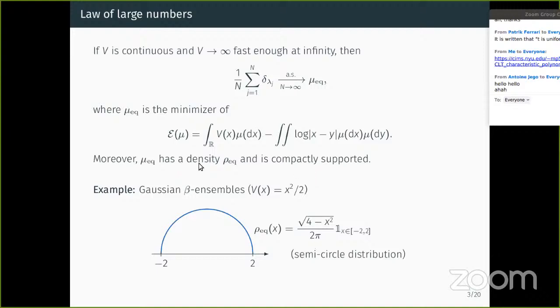Okay, maybe one thing which is worth noticing is that this equilibrium measure does not depend on beta. Actually, the Hamiltonian does not depend on beta. And so this energy does not depend on beta, the equilibrium measure does not depend on beta.